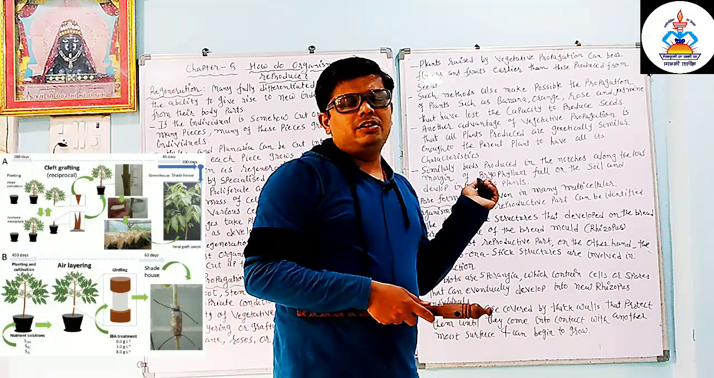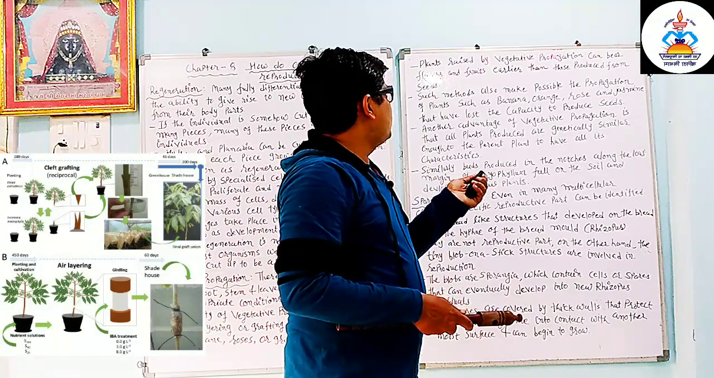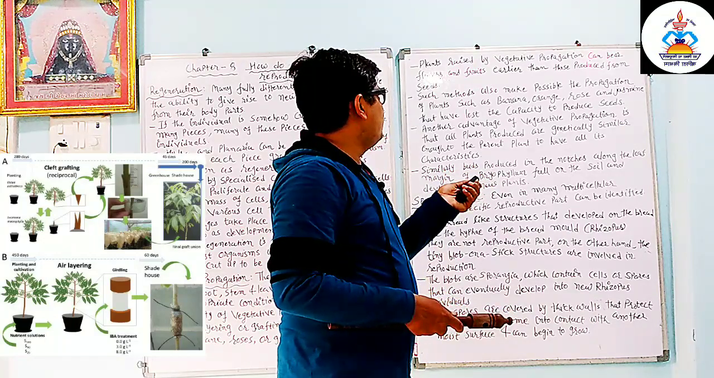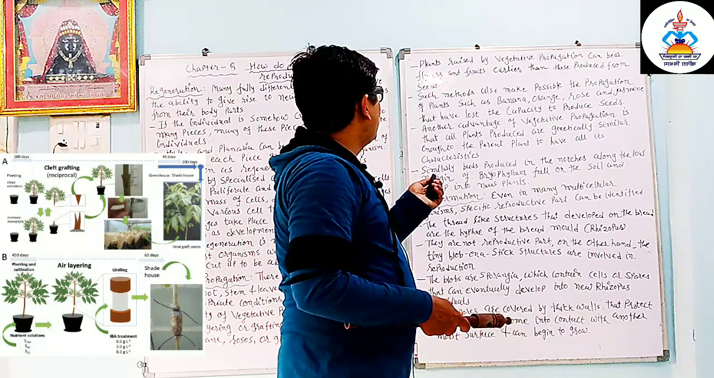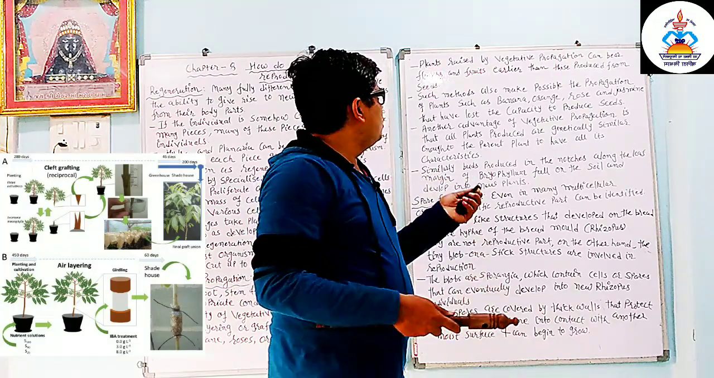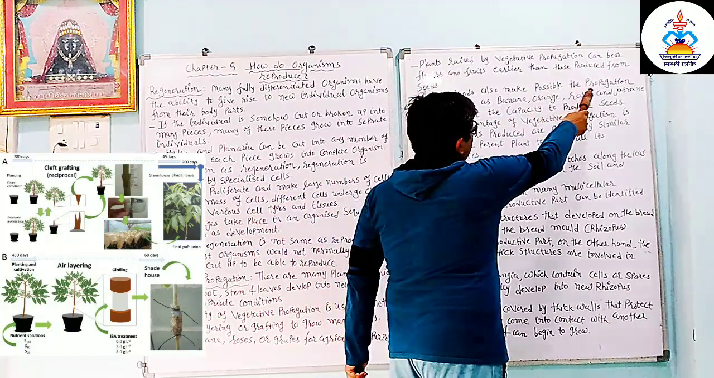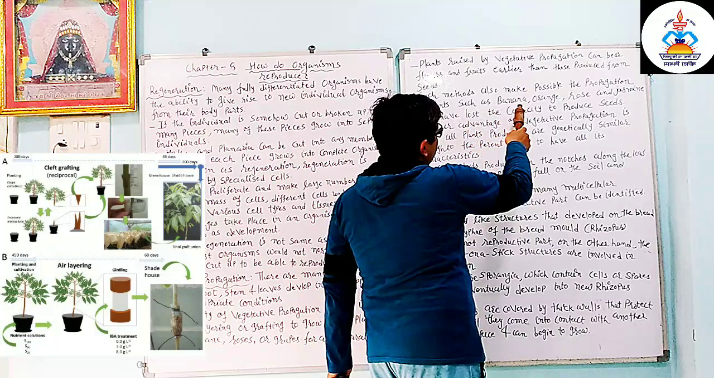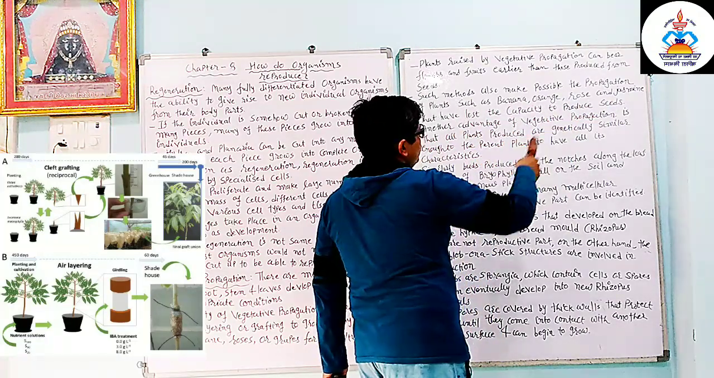Normally we get plants from seed, but plants obtained by vegetative propagation can bear flowers and fruit earlier than those produced from seed. Such methods also make possible the propagation of plants such as banana, orange, rose and jasmine that have lost the capacity to produce seed.